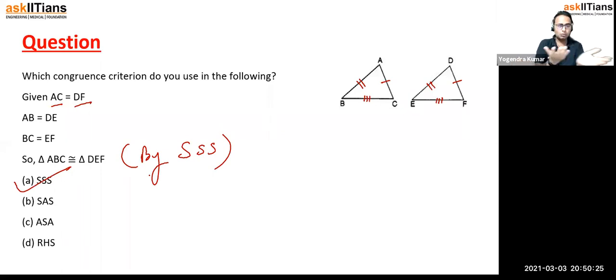You can practice more questions, obviously, students. Okay, I hope you got the idea. You understood it clearly, right? So do more practice so that you can understand the topic clearly.